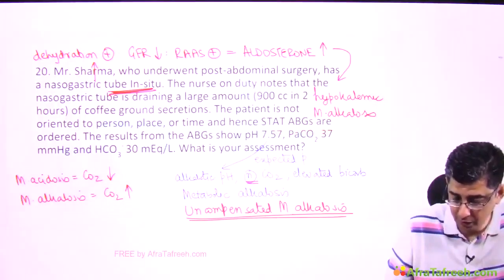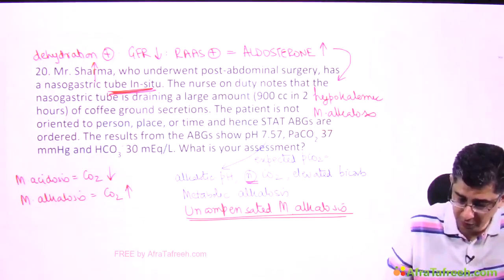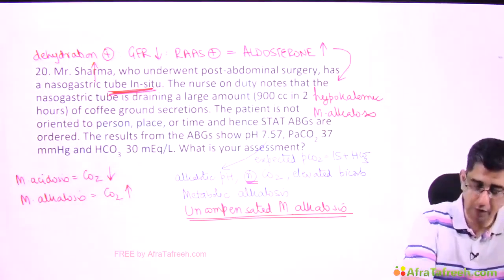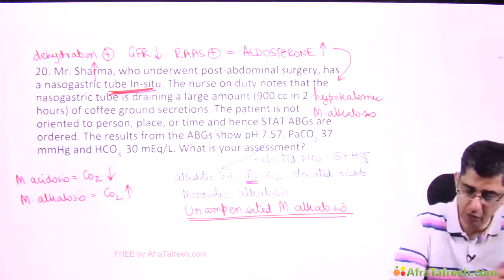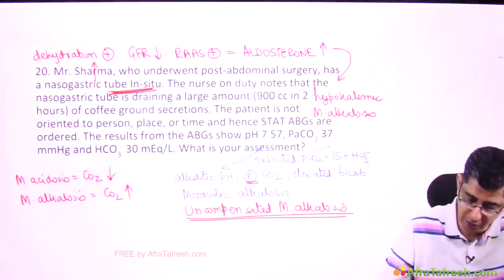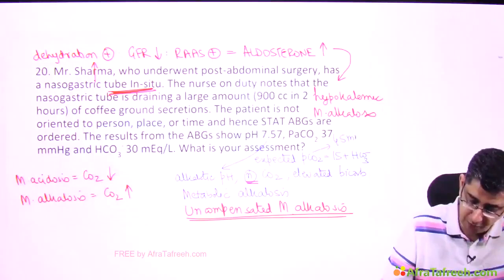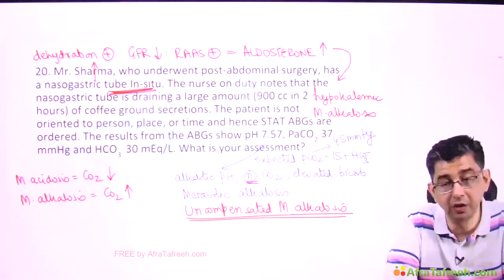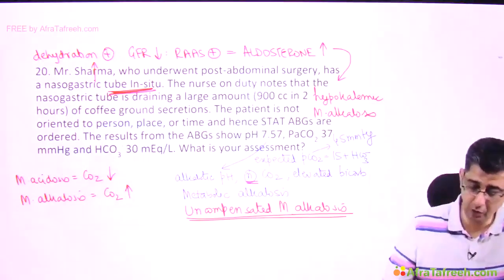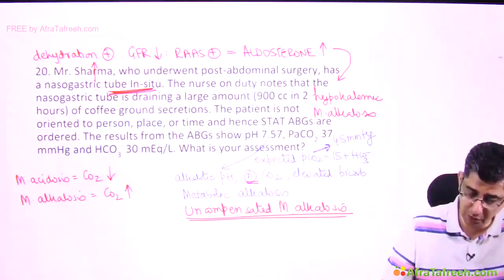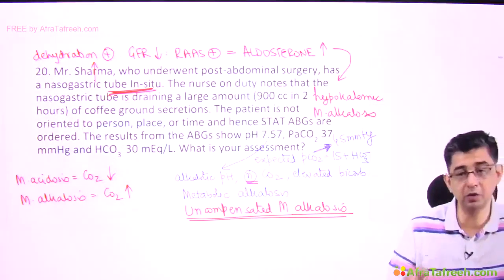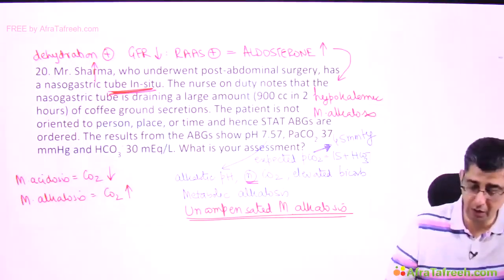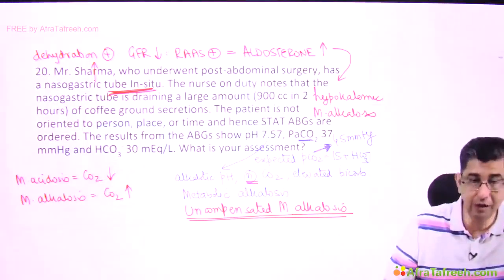The expected PCO2 of the patient is 15 plus the value of bicarb. The value of bicarbonate in this patient is 30. So expected PCO2 of this patient is 45 millimeters of mercury. Now look at the value. The actual value is only 37. This explains the fact that the compensation process has not started in the patient, because I expect the PCO2 to be 45 and the actual value of the patient is only 37.